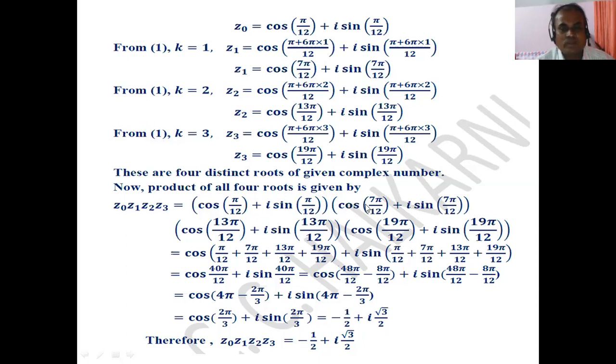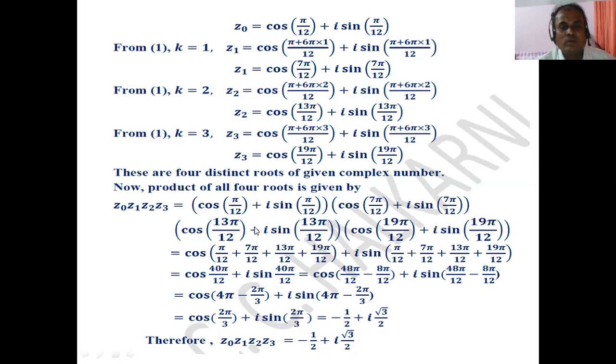Okay, next we multiply the third factor, so we get the three factor multiplication. The multiplication is cos of, using the trigonometric formula, cos of pi by 12 plus 7 pi by 12 plus 13 pi by 12, plus I sine of pi by 12 plus 7 pi by 12 plus 13 pi by 12.